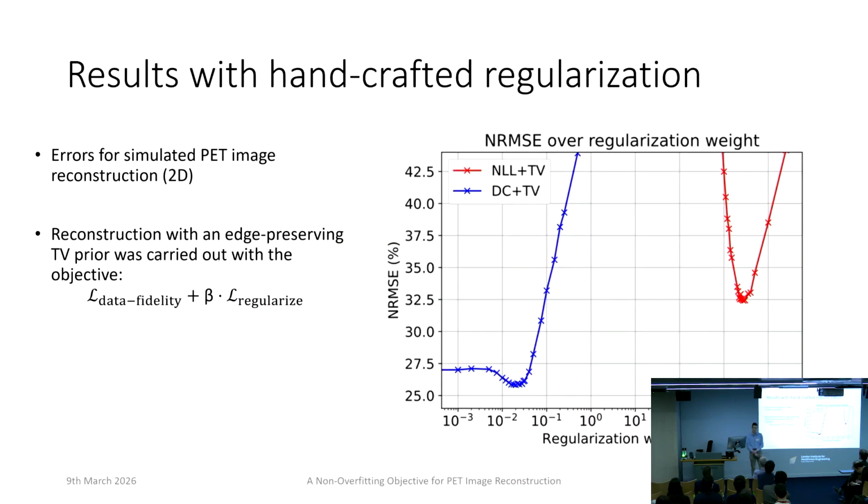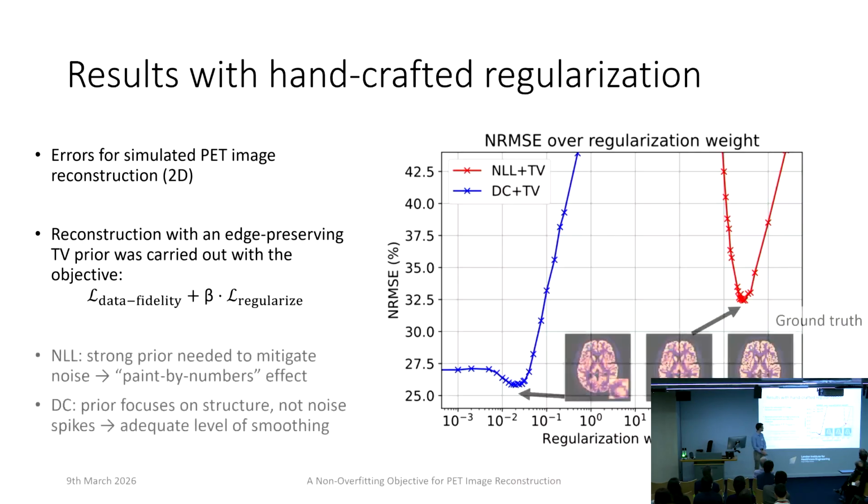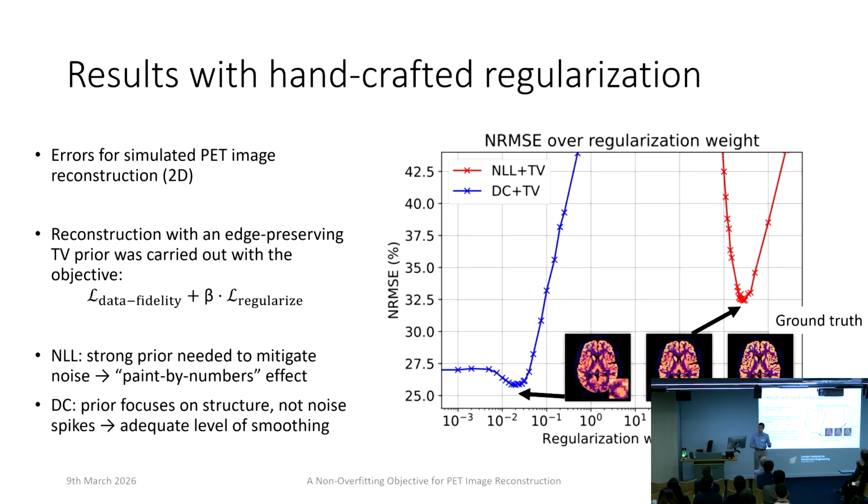So we tried out introducing some handcrafted regularization into this setup as well, with an edge-preserving total variation prior. And you can see that these points on this graph represent the converged solution at different regularization penalty weights. And you can see that in our case, we're getting lower error than the likelihood-based objective. The reason for this, we think, is that when you're minimizing this penalized version of the problem with a likelihood, your regularizer has to do two things. It has to dampen down the noise spikes, and it has to impose favorable structure. Whereas in the DC case, you don't need to minimize those noise spikes. They're not really appearing. You can just focus on getting some nice structure into the image.